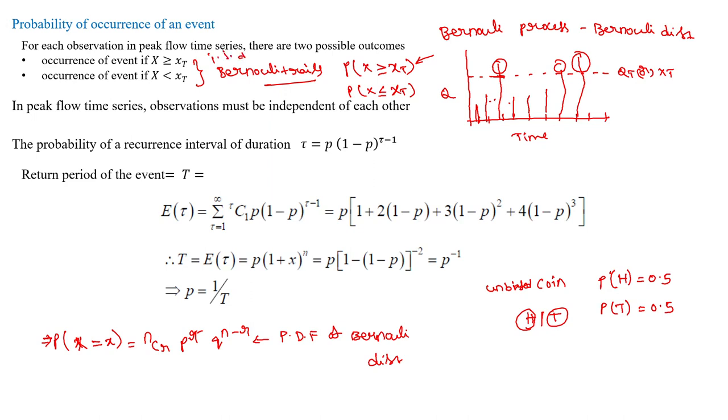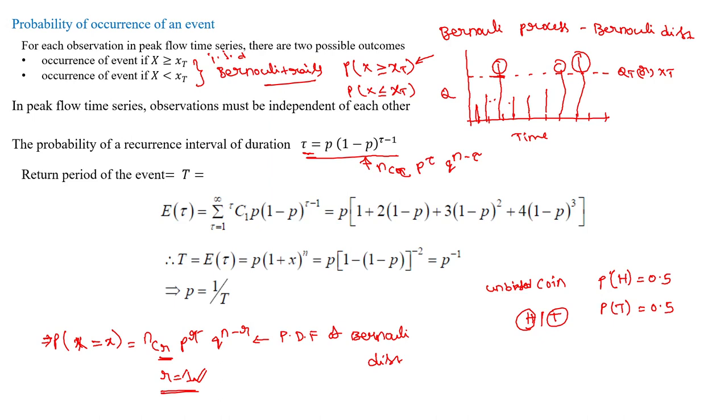But in this case, our interest is to have only one success, meaning only one time the stream flow should exceed. So it can be narrowed down to this particular equation, nCτ p^τ q^(n-τ), like that. This we know is recurrence and duration. But what is the return period? Return period is nothing but the expected duration, the expected recurrence interval.